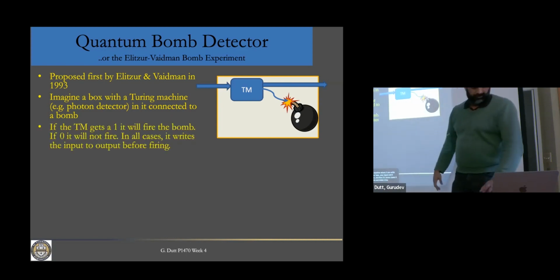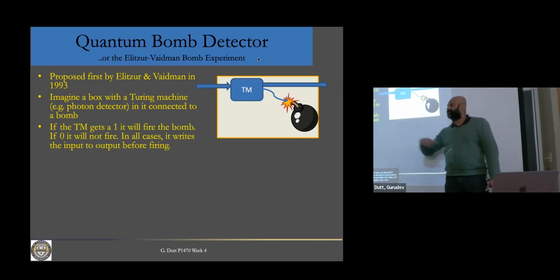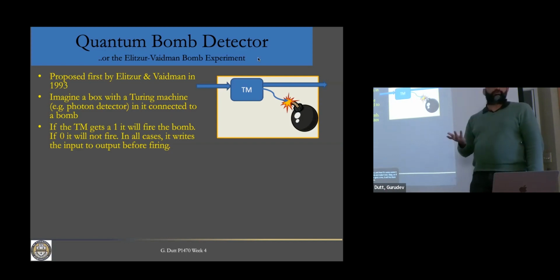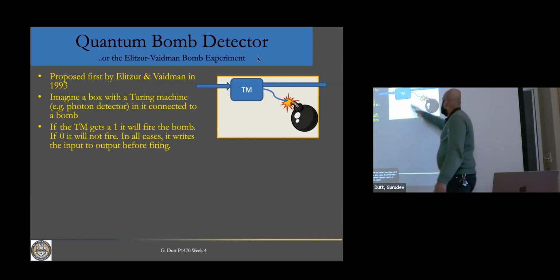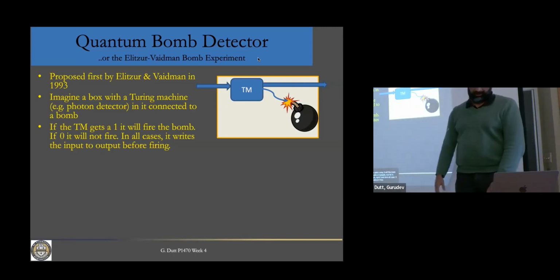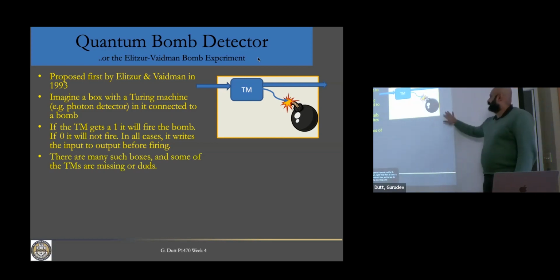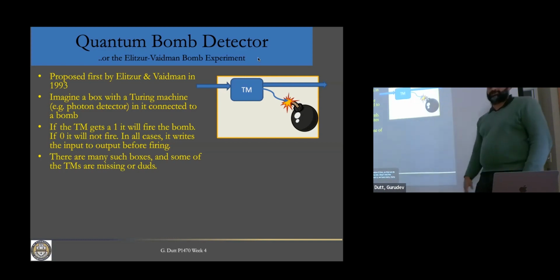So if the Turing machine gets a 1, it will fire the bomb. And if it gets a 0, it will not fire. Simple enough, right? And in all cases, it writes the output before it fires, so that we do get the output at the end. And the question that we have is, we have many, many such boxes. Imagine that's the situation here.